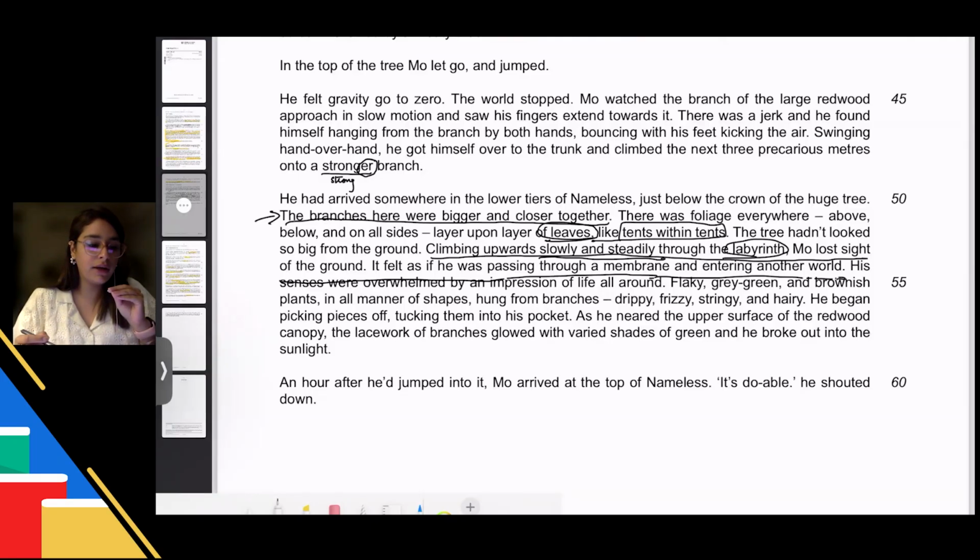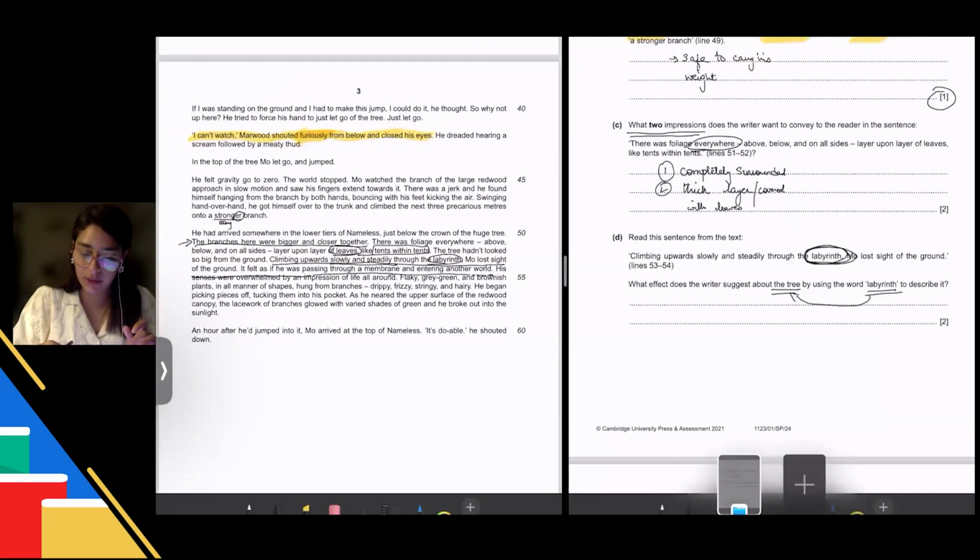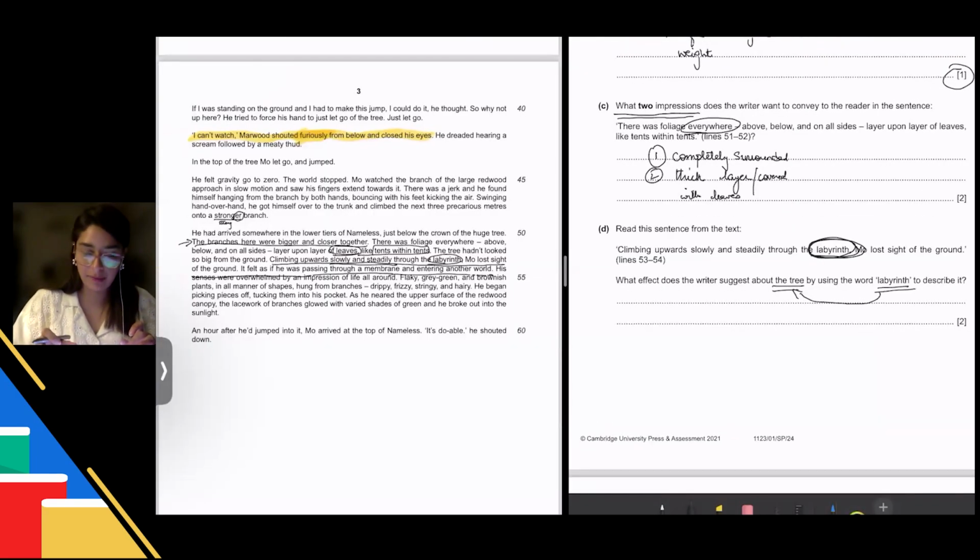All right. So since this is a 2-mark question, we need to describe how this word basically tries to highlight the idea that the branches are not just there, but they are there in a very complex, or you could say a very confusing pattern, because of which he had to go through them very slowly. And the fact that they were so complex that he wasn't able to see the ground once he had crossed them. So these are the two ideas that I would associate when describing the effect that the word labyrinth creates to describe the branches.